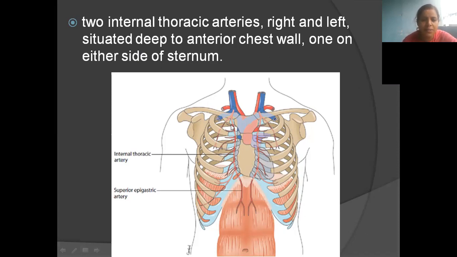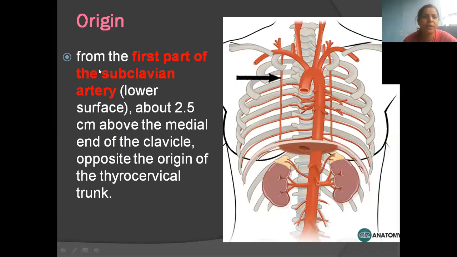So how many internal thoracic arteries do we have? Two internal thoracic. This is the right internal thoracic artery. This is the left internal thoracic artery, which is seen in the anterior chest wall on either side of the sternum bone, the breastbone. Then the origin. This artery is coming from the first part of the subclavian artery. Now see here, which bone is this? Clavicle. The clavicle is actually broken so that you can see the clarity. Even the rib cage is broken to show you how the artery is going downwards. The first part of the subclavian artery gives origin to this internal thoracic artery, also called internal mammary artery, about 2.5 centimeters above the medial end of the clavicle.